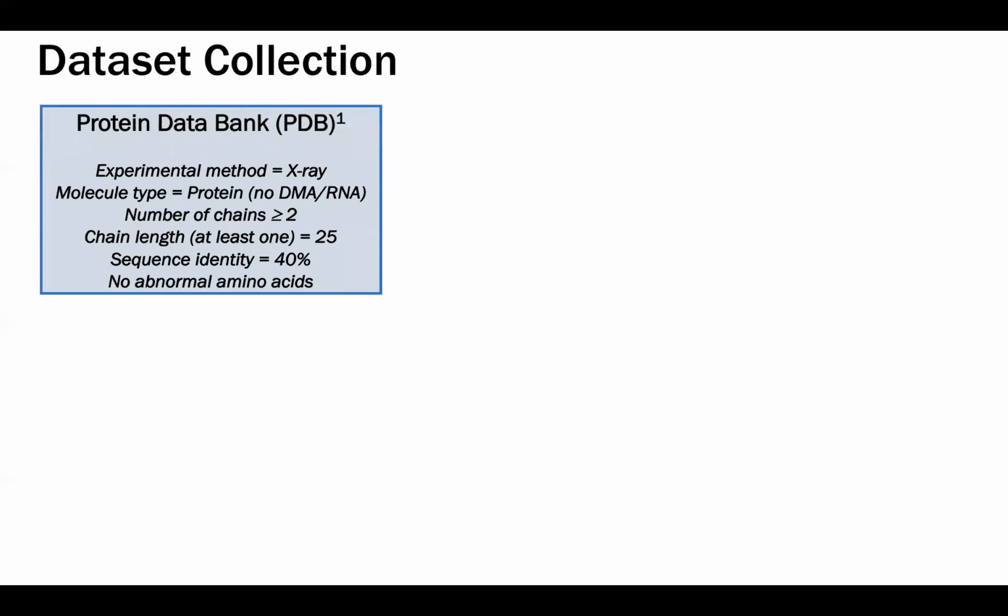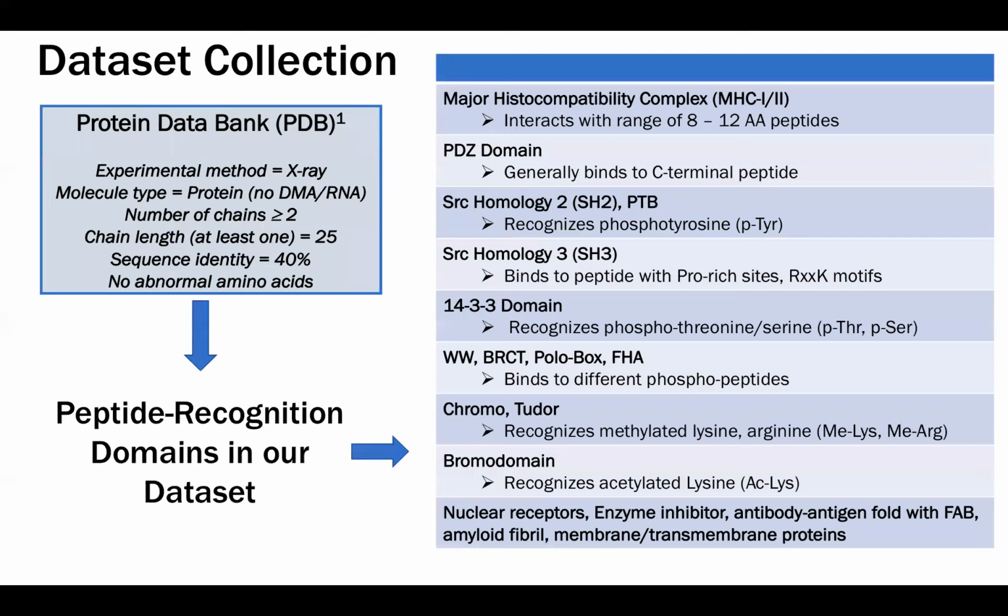Here's the first step of our task, which is data collection. We did the data collection from the Protein Data Bank using the following criteria. I'll not explain them in detail, but I'll be happy to answer any question later. In our data set, we had a wide range of peptide recognition domains, such as major histocompatibility domains that usually interact with peptides of length 8 to 12. The PDZ domain binds with C-terminal peptides, the SH2 and SH3 domains bind with different types of motifs and phosphopeptides, and there are also 14-3-3 domains, WW domains, etc. Importantly, we also had enzyme-inhibitor complexes and antibody-antigen Fab complexes in our data set.